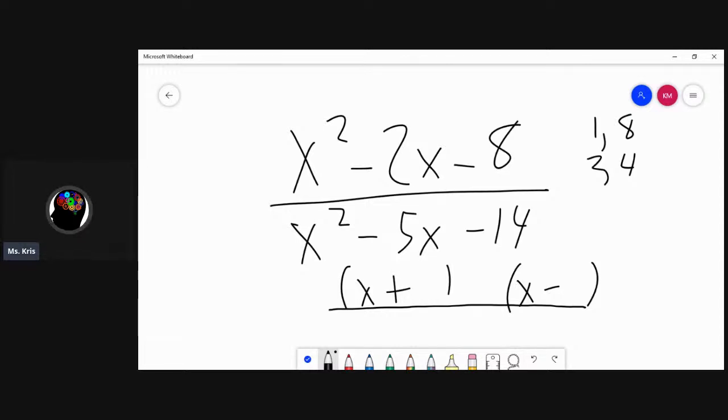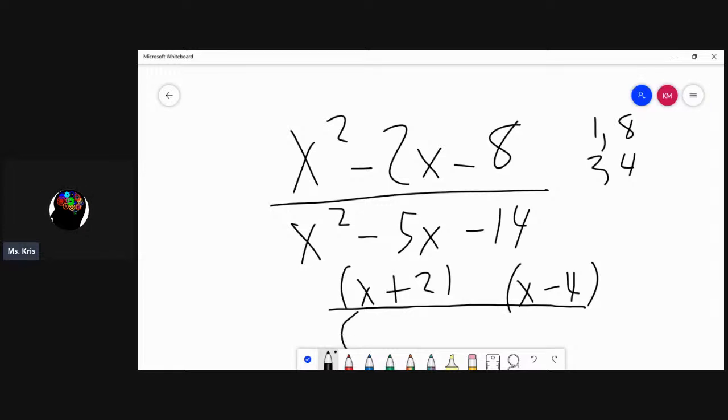So now 8 minus 1 is 7. 4 minus 2 is 2. So my 2 will go here and my 4 will go here. The reason why the 4 is the minus is because my middle term is minus. Remember, the middle term will determine with a plus or minus if the bigger number is going to be positive or the bigger number is going to be negative. If the middle term is positive, the bigger number is positive. If the middle term is negative, the bigger number is negative.